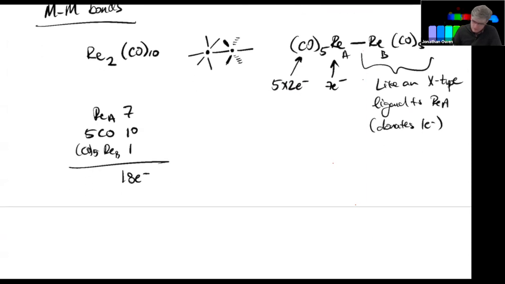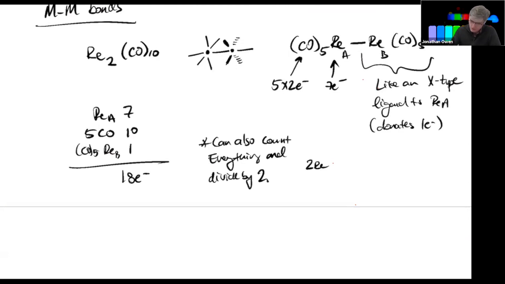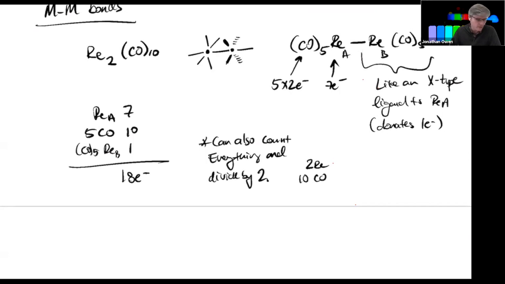You can also count everything and divide by 2. Okay, so you could say 2 rheniums, 10 carbon monoxides, and 1 rhenium-rhenium bond. Okay, because you got to include the 1 rhenium-rhenium bond if you're going to do this trick, because the 2 rheniums are raising each other's electron counts. If you don't include that interaction, then you won't identify the appropriate valence.